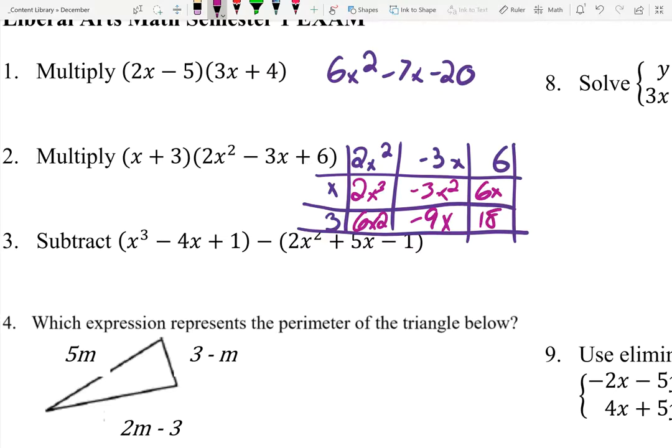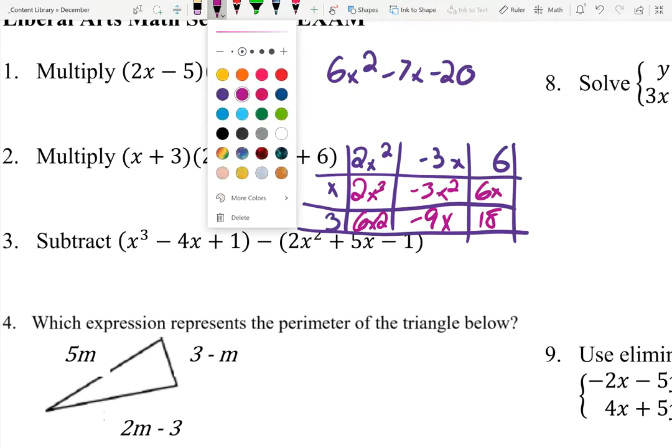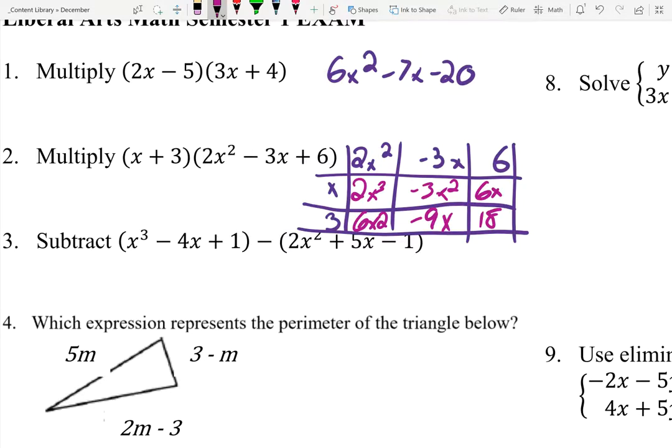All right, just got to put our final answer on the paper now. We'll do that by combining the terms. So 2x to the third has no other x to the third term. I've got a couple x squareds, though. 6 minus 3 would be 3, so that's going to be 3x squared. A couple x terms, -9 plus 6 would be -3x, and then the 18 at the end, plus 18, as our final answer.